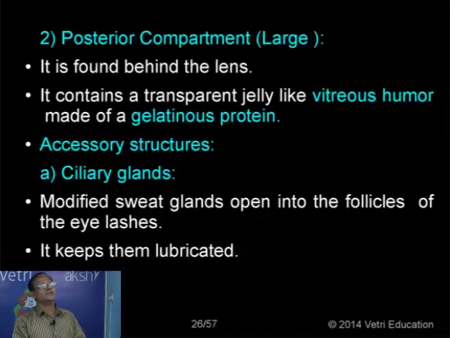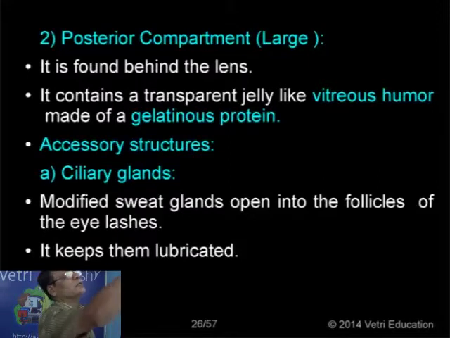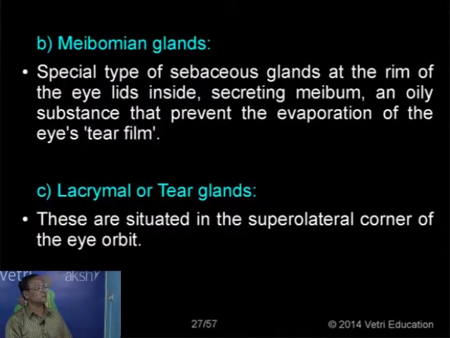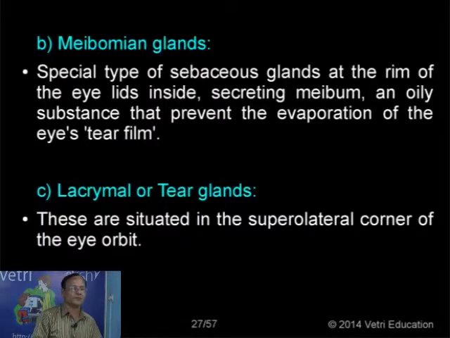Now what are the other structures related to the eye? Some accessory structures related to the eye. Now the ciliary glands. These are all modified sweat glands which open into the follicles of the eyelashes. Their main function is lubricating the eyelashes. So ciliary glands are nothing but modified sweat glands which open into the follicles of the eyelashes, and they secrete some fluid for the lubrication.